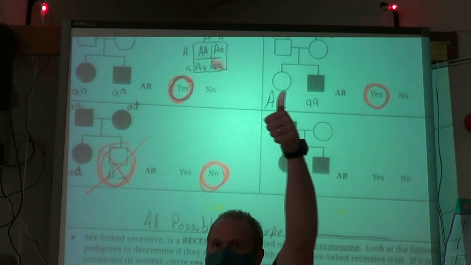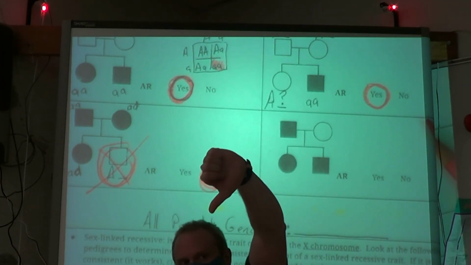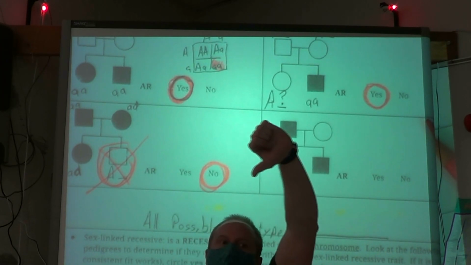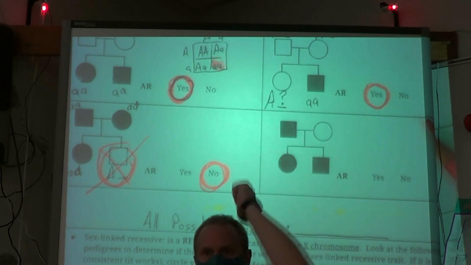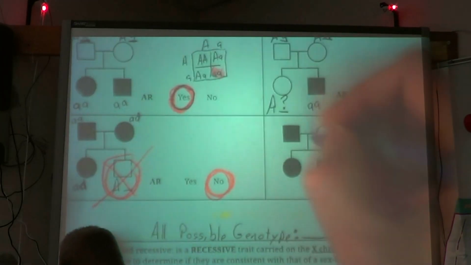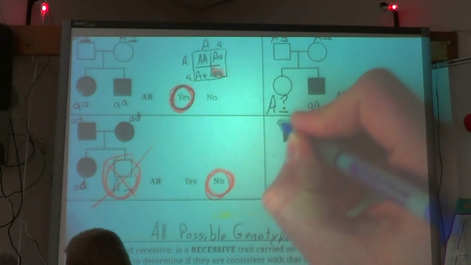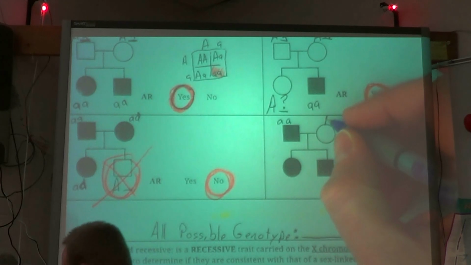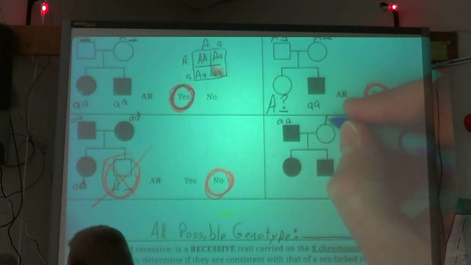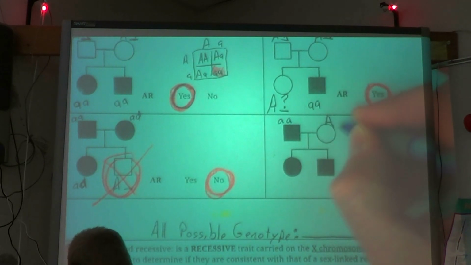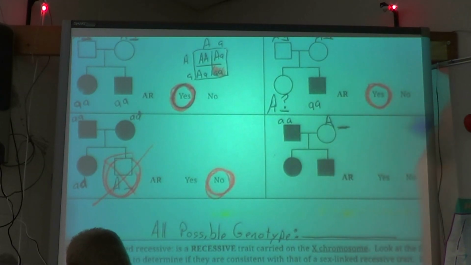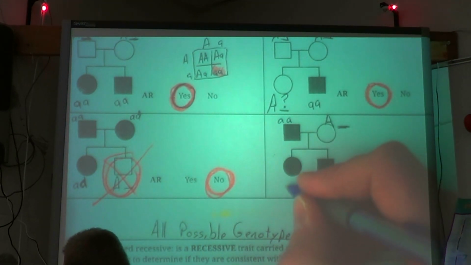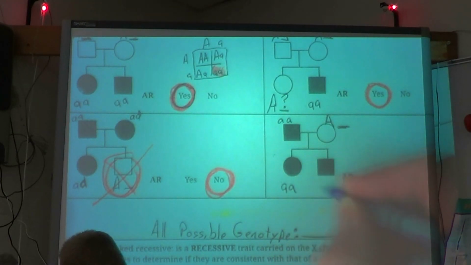Thumbs up, yes, it's consistent. Thumbs down, inconsistent, doesn't work. I see a lot of thumbs up. I like that. Dad does have the trait, which means he's little a. Mom doesn't have the trait, so therefore she's big A something. Daughter has the trait, little a. Son has the trait, little a.